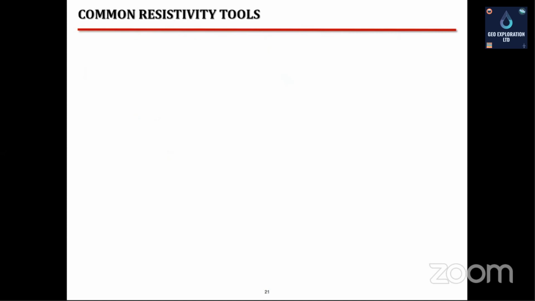Some common resistivity tools are based on their depths of investigation, where we have MSFL, that is microspherically focused logs, for shallow depths of investigation, and lateral logs, that is LLS and LLD, for medium and deep resistivity measurements.